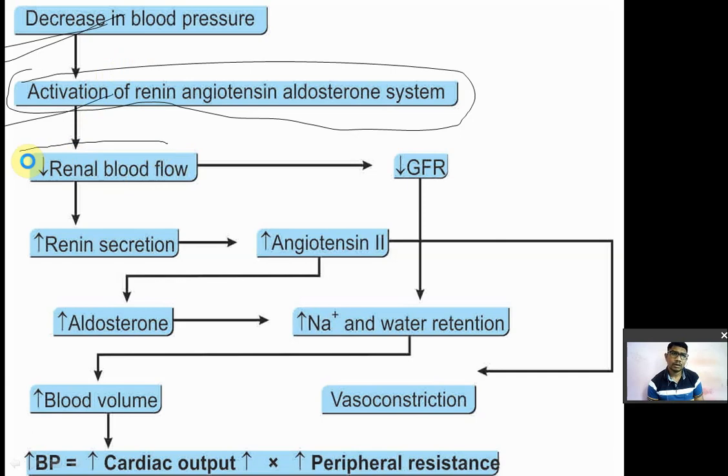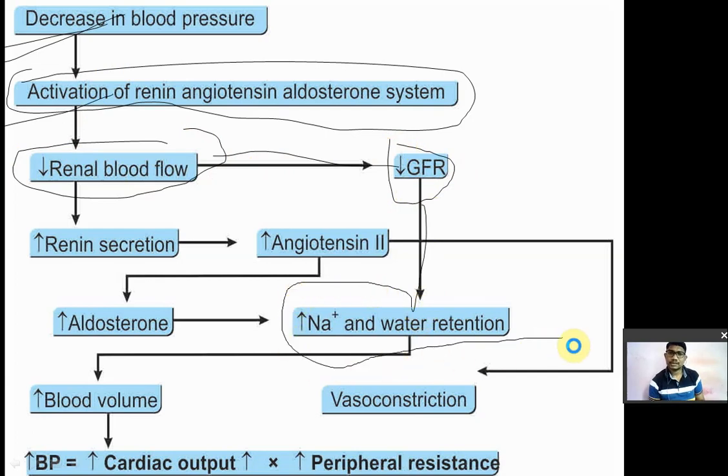Decrease in the blood flow to the kidney will decrease the glomerular filtration rate. So it will decrease the GFR. Okay, decreased blood flow to the kidney will activate the renin angiotensin aldosterone system. Decreased blood flow to the kidney will also decrease the glomerular filtration rate. ये glomerular filtration rate decrease हो गया, उसके बाद में क्या होता है, सोडियम एंड वाटर रिटेंशन होता है. So decreased GFR leads to retention of sodium and water.